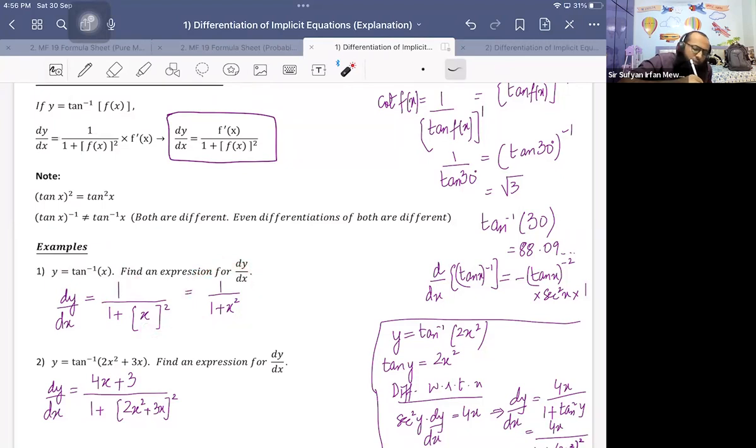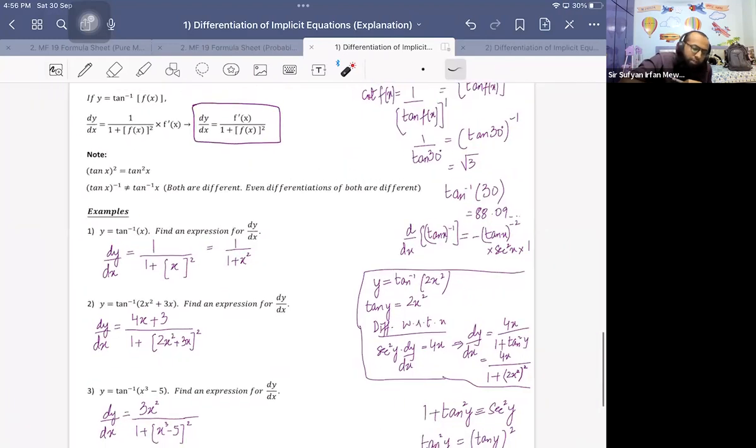Then if we look at y equals tan inverse of 2x squared plus 3x, then the function will come in the denominator. It will be squared. 1 will be added to it. And the differentiation of this will come in the numerator. So 2x squared plus 3x once differentiated will give us 4x plus 3. So it's 4x plus 3 upon 1 plus 2x squared plus 3x whole square. So we do not have to simplify any further. If we are told to give it in a particular form, then we'll simplify it further, or else we can give the answer in this form as well.